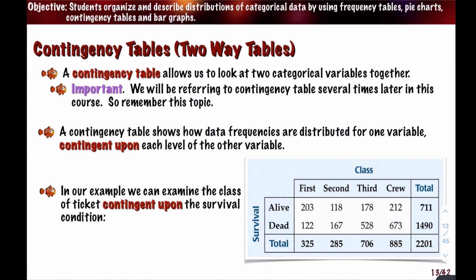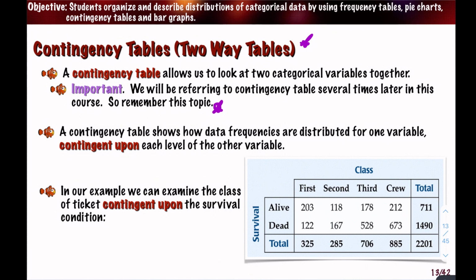Next up, a contingency table, or a two-way table. A contingency table allows us to look at two categorical variables together, and it's important. We will be referring to contingency tables several times later in this course, so remember this topic. It may seem simple right now, but it's going to be crucial when we're trying to prove independence of things.